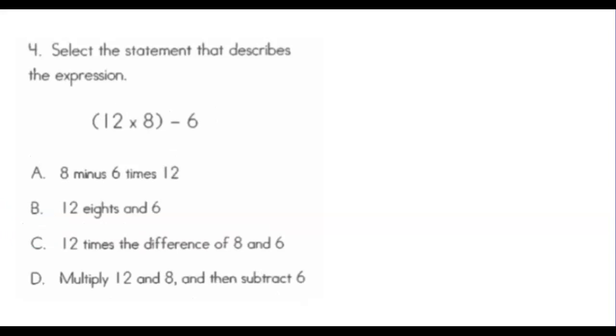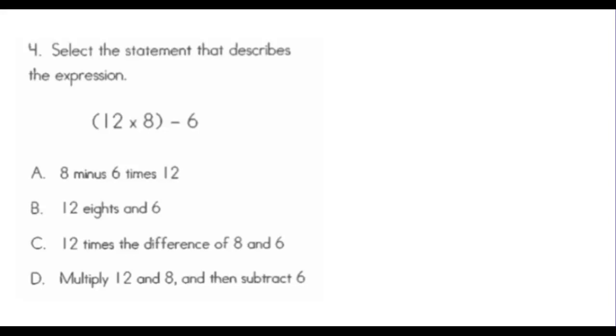So on number 4, you have select the statement that describes the expression. Inside parentheses, 12 times 8, subtract 6. So here we have 8 minus 6 times 12. Well, that doesn't make any sense whatsoever because they have us multiplying 6 and 12 and subtracting 8. That makes no sense. Here we have 12 eighths and 6. Well, that and 6 would mean adding 6, so that doesn't make sense.